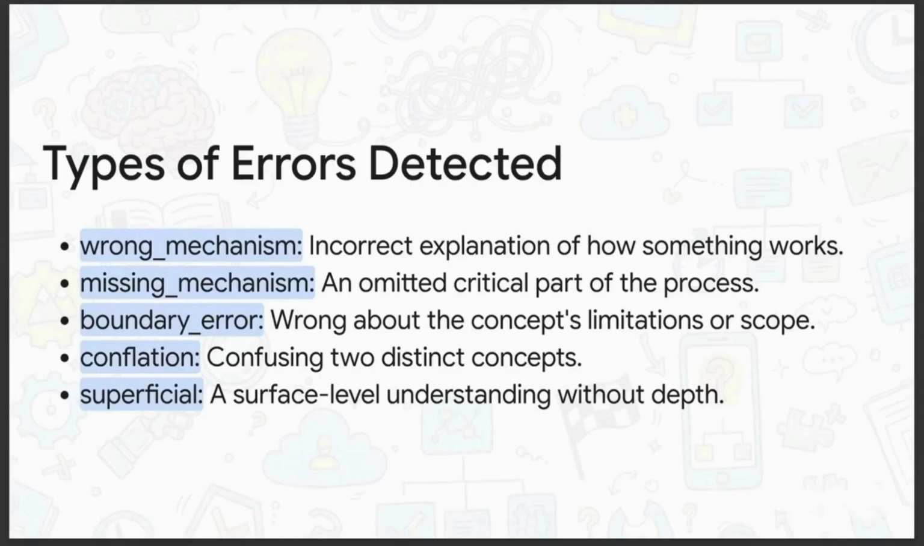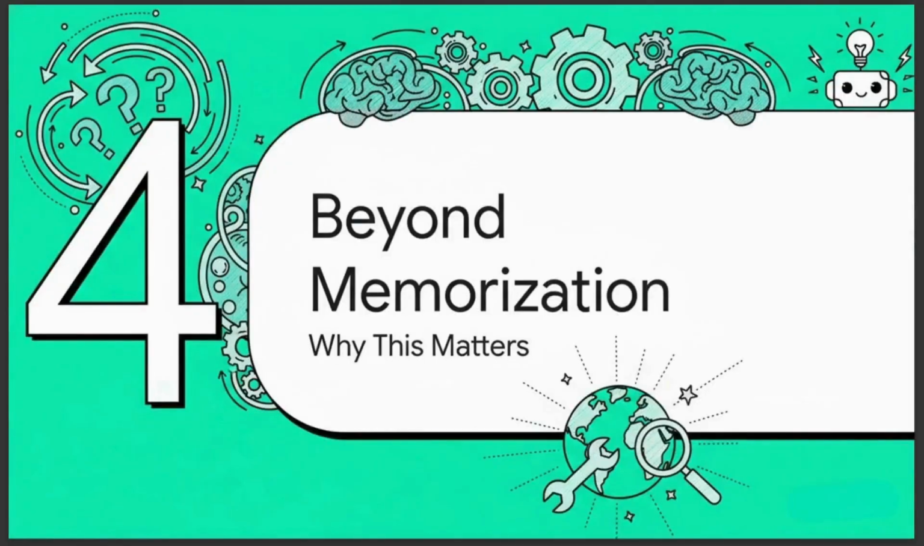And look, this thing isn't just looking for right versus wrong. Oh no, it's been trained to spot very specific kinds of failure. Did you get the mechanism wrong? Did you leave out a critical piece? Do you not understand the limits of the concept, a boundary error? Are you mixing up two different ideas? Or, let's just be honest, is your explanation just superficial? The engine knows the difference and it will call you out. I know this sounds incredibly intense, but that intensity is exactly what you need to finally get beyond just memorizing things.